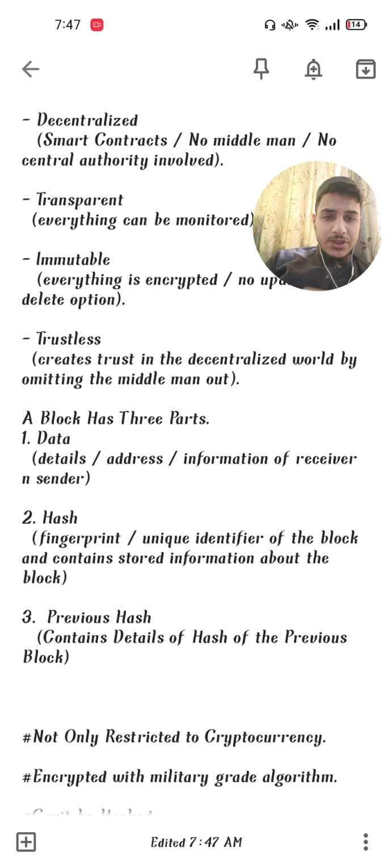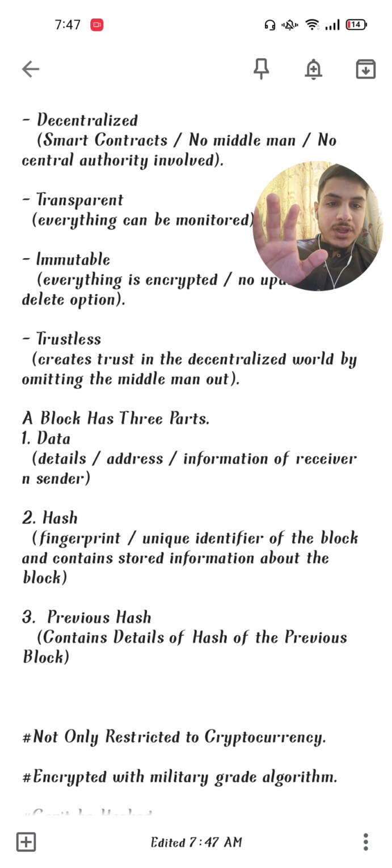The second portion is the hash. Hash is basically the fingerprint of the block. Just as the fingerprint of every person is unique, similarly the hash of every block is unique, which cannot be changed and cannot be deleted. It is a unique identity of each block through which we identify that this block belongs to this person or this transaction. So the hash is the unique identifier of the block, right?